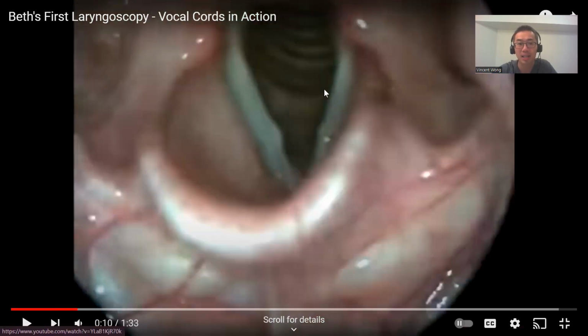Now you can see when she takes a breath, it opens up and you see the rings here, the ridges here. Those are the rings that surround your trachea, your airway. How about this thing right here? Can anybody tell me what this thing is? What is this?